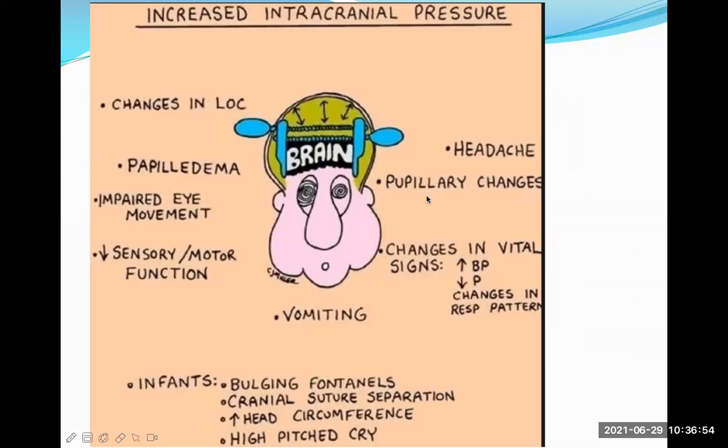Headache, pupillary change, and changes in the vital signs like increased blood pressure, decreased pulse, and change in respiratory pattern. This is known as Cushing triad. Vomiting, usually a projectile type of vomiting.